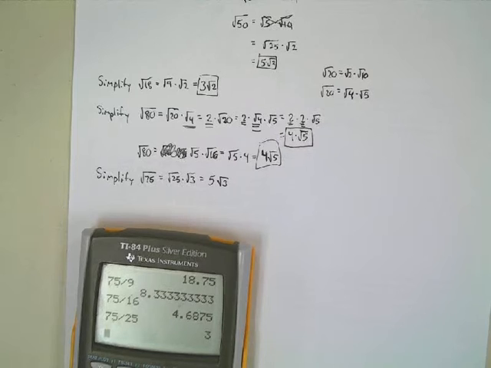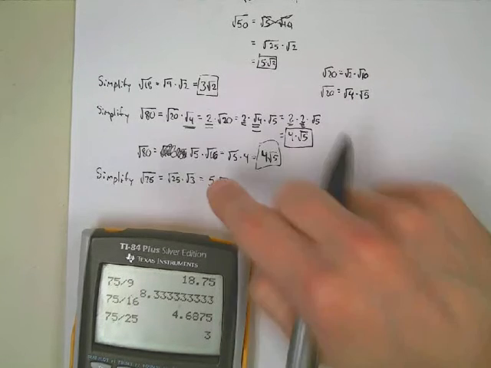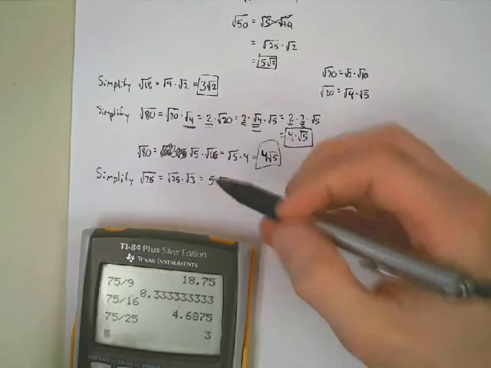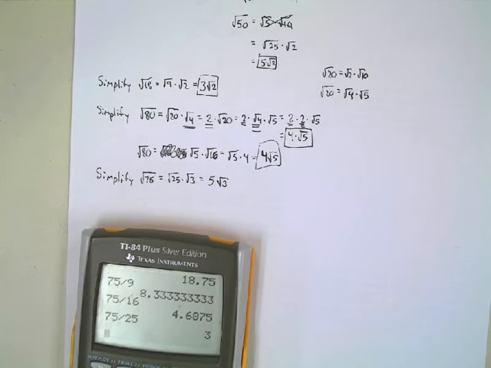Here it was just one, we just pulled 25 out. Square root of 25 is 5. Okay? Alrighty, that's the idea there. Okay, let's try another one.